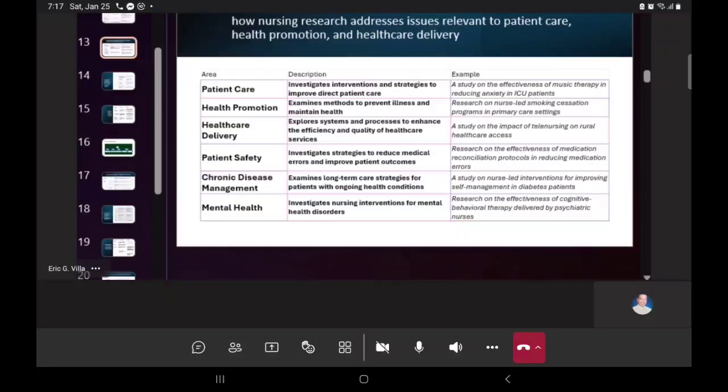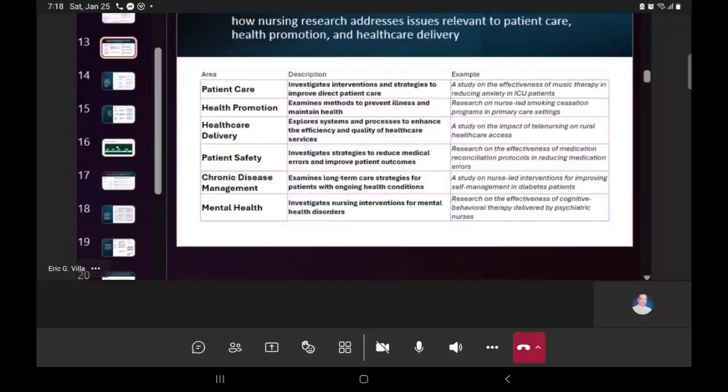Mental health is another area where nursing research makes significant contributions. Studies on the effectiveness of cognitive behavioral therapy delivered by psychiatric nurses can expand the role of nurses in mental health care and improve access to effective treatments for patients with mental health disorders.